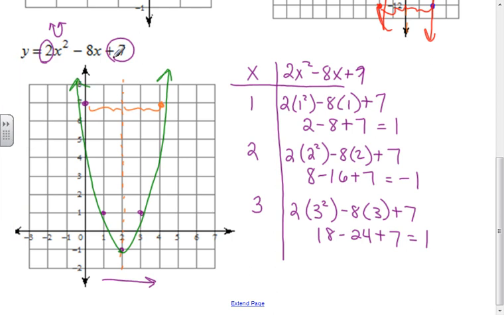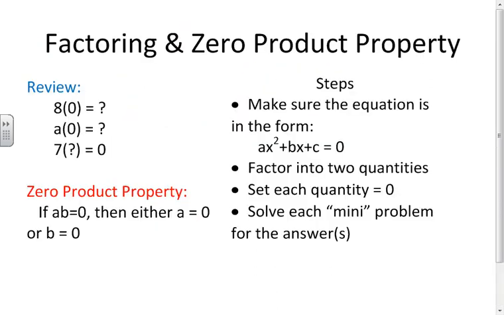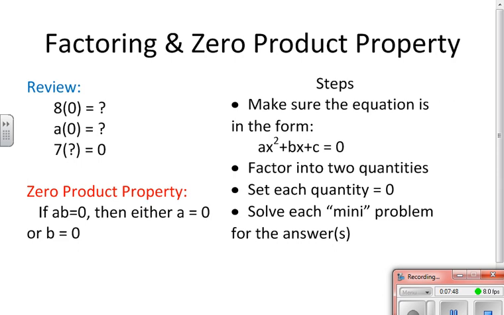And I do like to use 5 points because it helps me know how steep my graph is. So let's talk about the zero product property.